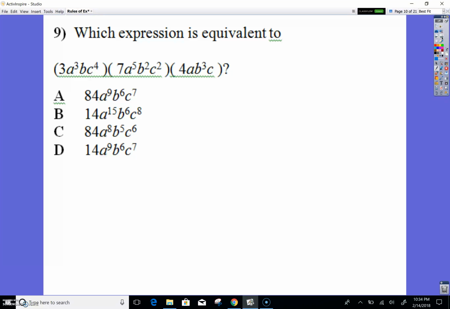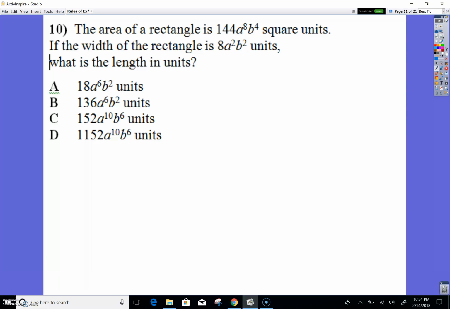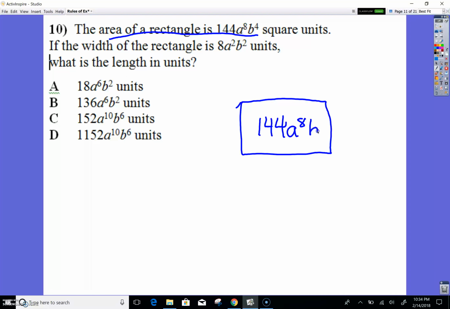Okay, another one. You should be able to do this on your own. You remember they give you the area this time, okay? So it should look like this. And they give you the width, and they're asking for the length, okay? So think about it. What rule do you think this is? And try it on your own, okay?